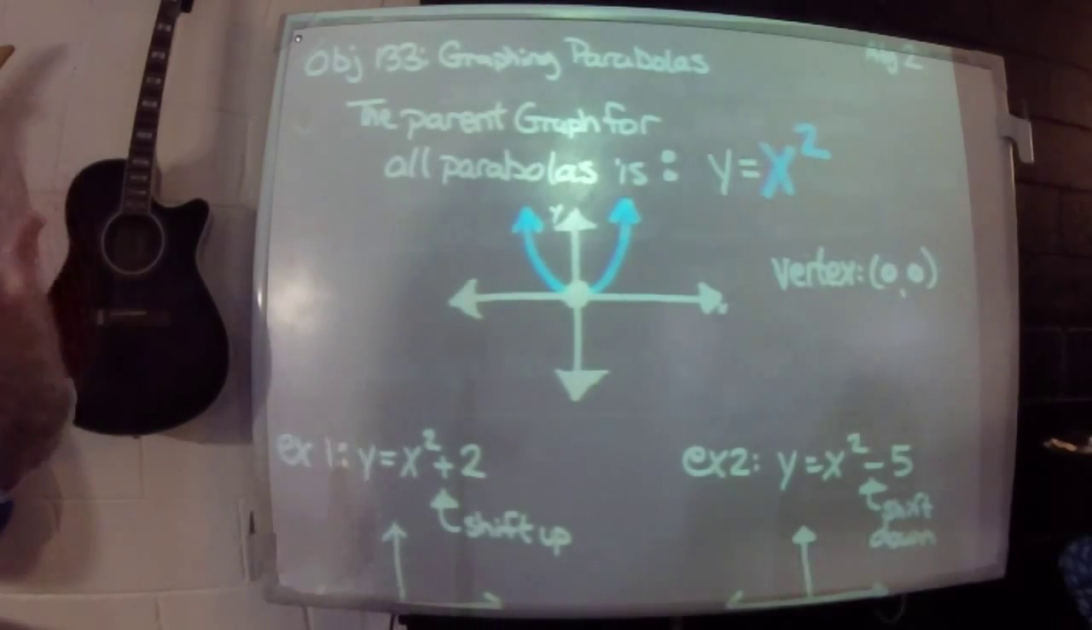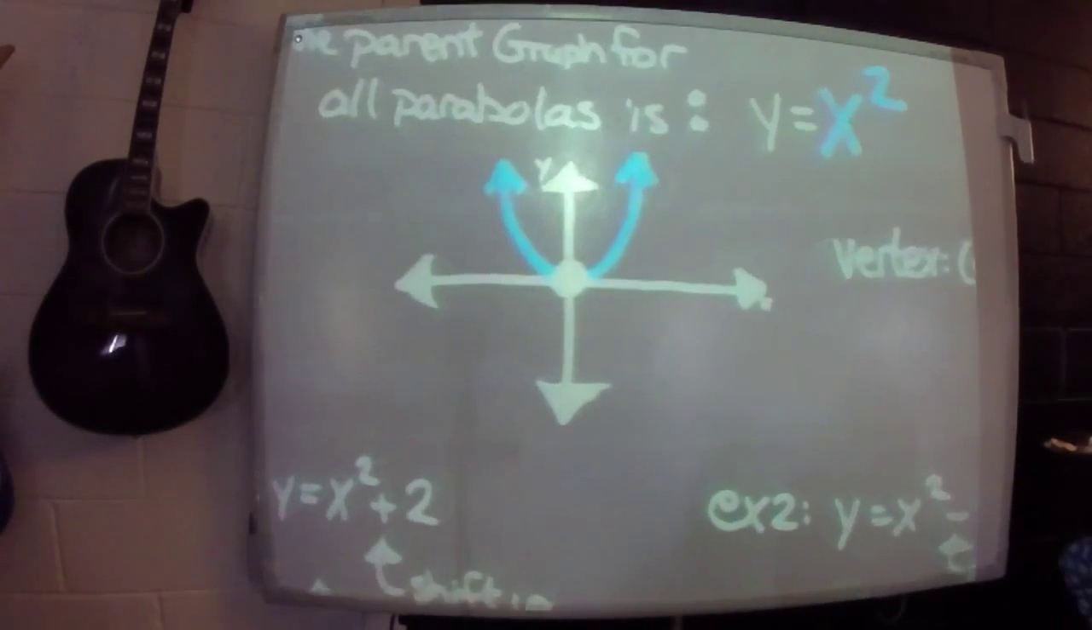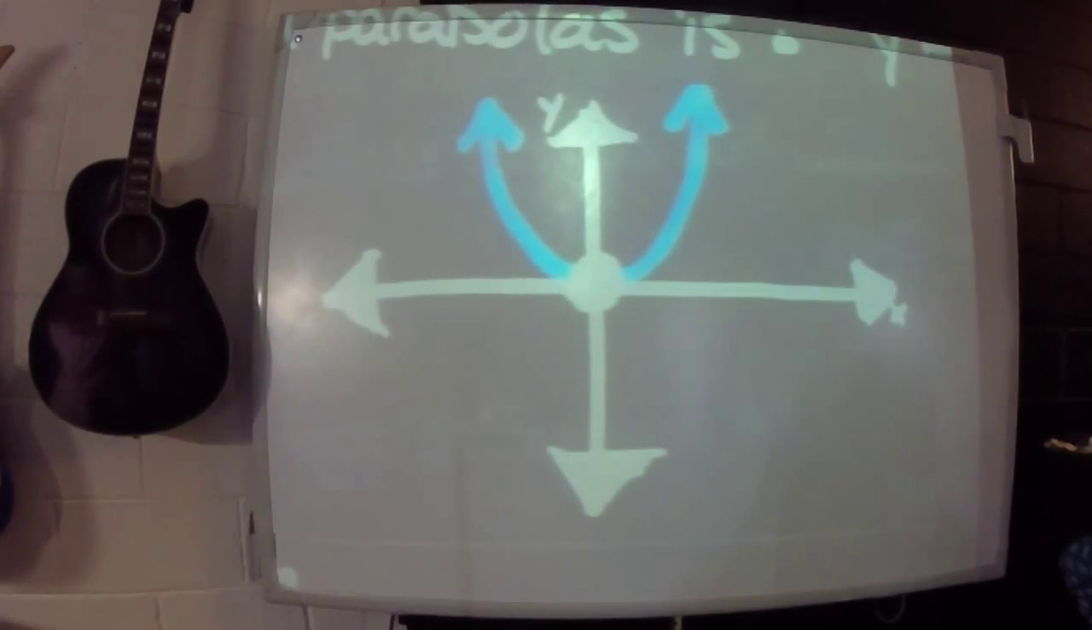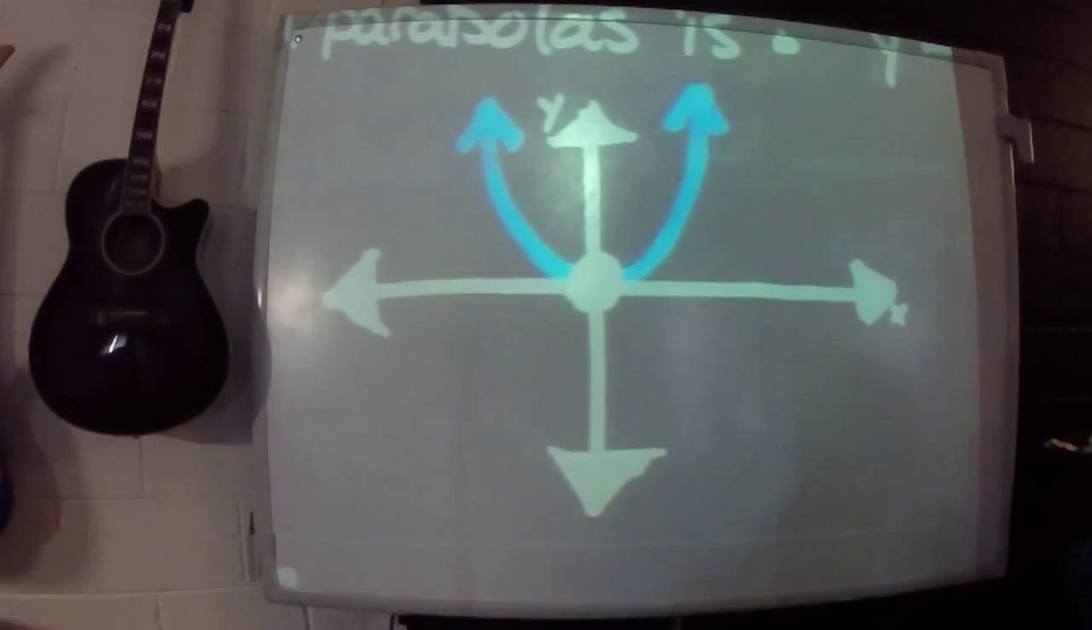All right, one thing we're going to do with a lot of different shapes. I told you about some shapes that are coming up after this: circles, ellipses, hyperbolas. What we're going to do is take a parent and move it left and right and up and down.